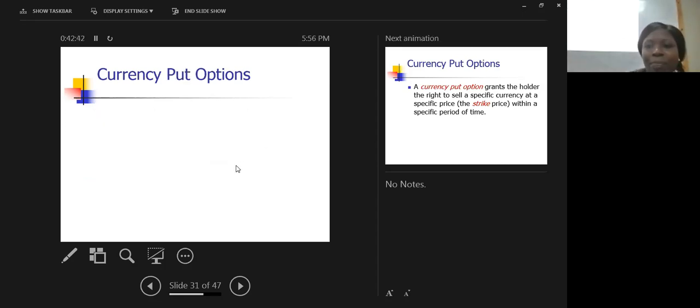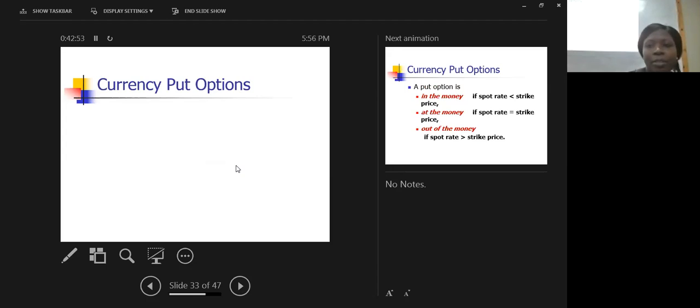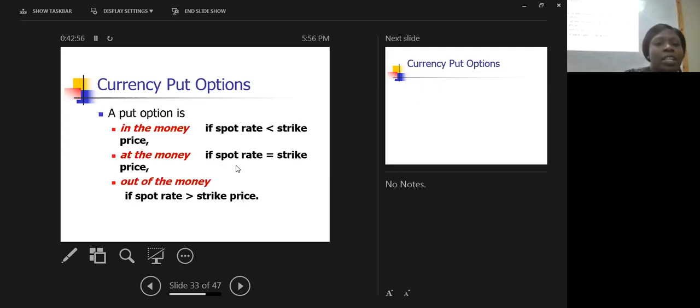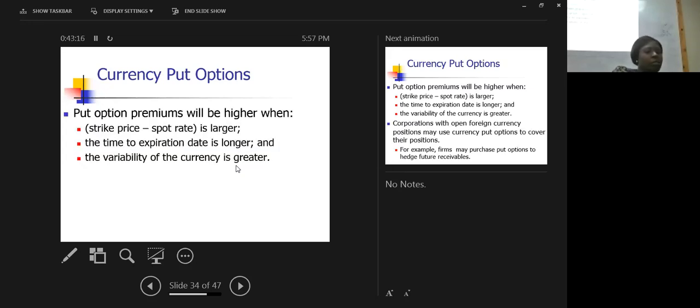All right, so the currency put option grants the holder the right to sell a specific currency at a specific strike within a specific time period, right? Of course, you have the right but not the obligation to sell, as a long put. If it's in the money, the underlying is below the strike. If it's at the money, the underlying is at the strike. And if it's out of the money, the underlying is above the strike. Put option premiums will be higher when, right?